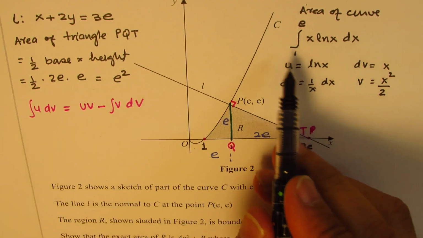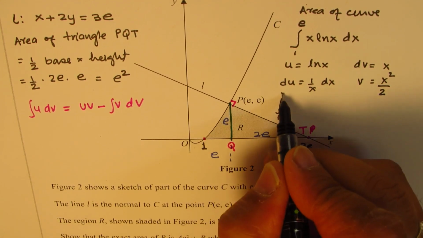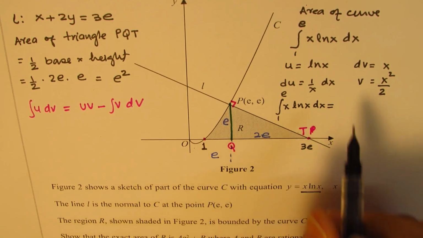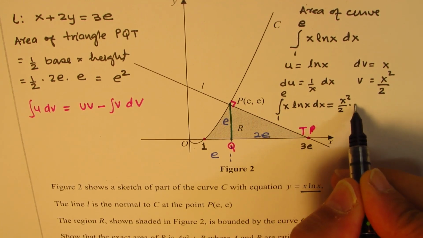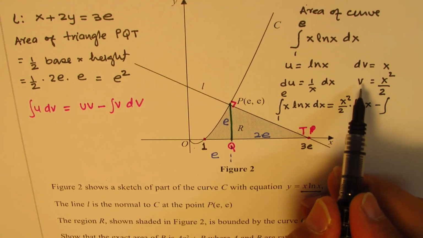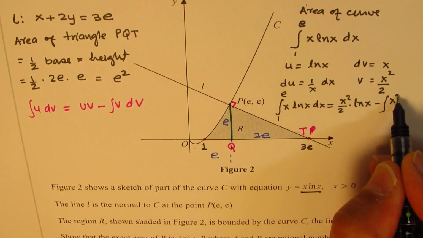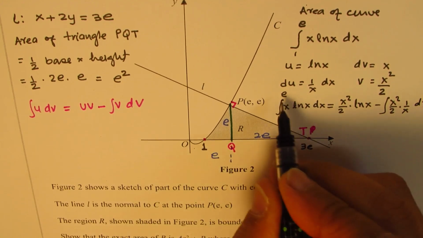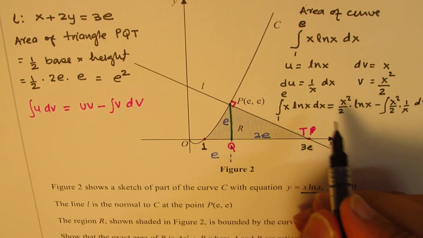So using this formula, this integral will be equal to what? The integral from 1 to e of x ln x dx will be equal to the product of u and v, which is x squared over 2 ln x, minus the integral of v du, right? That's what it is. So it is x squared over 2 times 1 over x dx, and we have the limit 1 to e, correct?